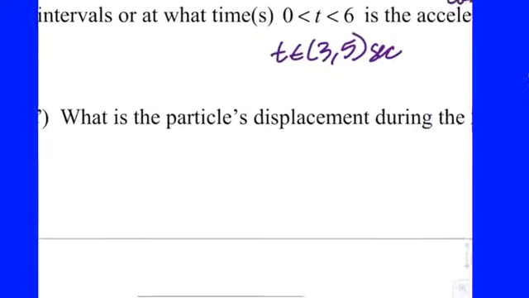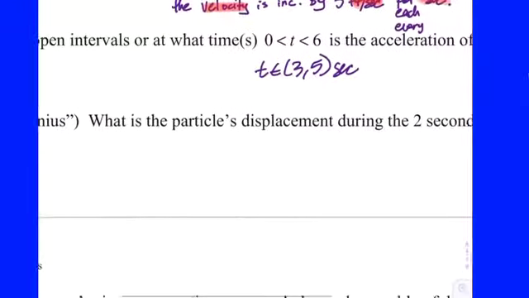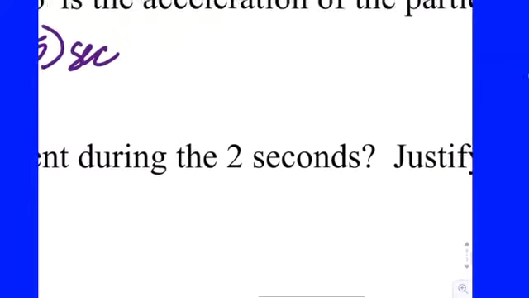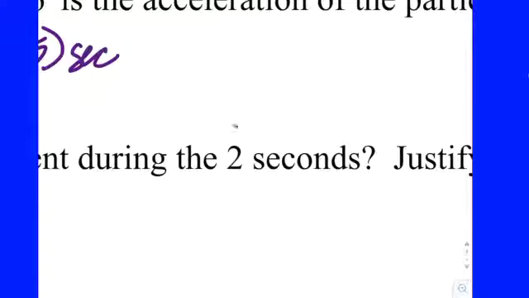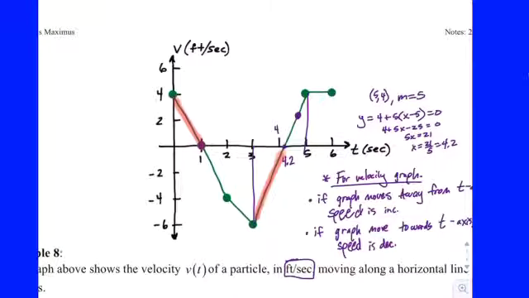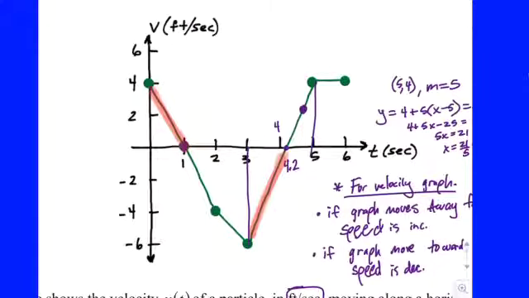Of course, I'm not taking in the worksheets this year, so I can't see if you did that or not. But what is the particle's displacement during the 2 seconds? I have a word missing there, obviously. I meant to put during the first 2 seconds. So that would be from t equals what to what? 0 to 2. Yeah. What is the displacement? All right. So I said we weren't going to touch on it, and then we touched on it. So I guess it's time to touch on it again.